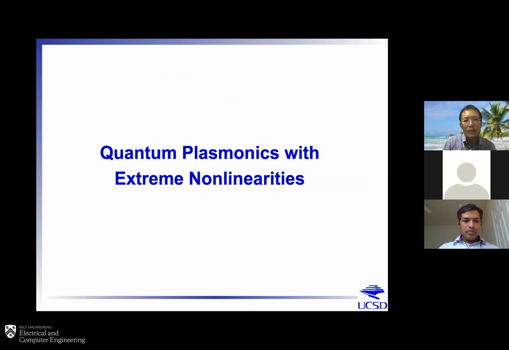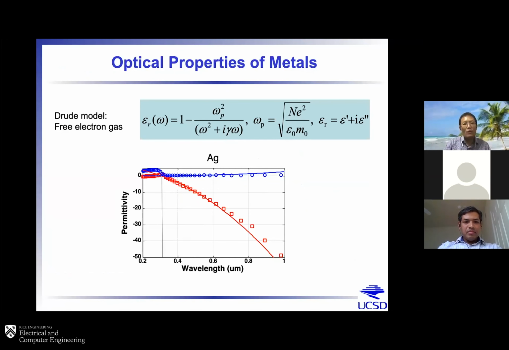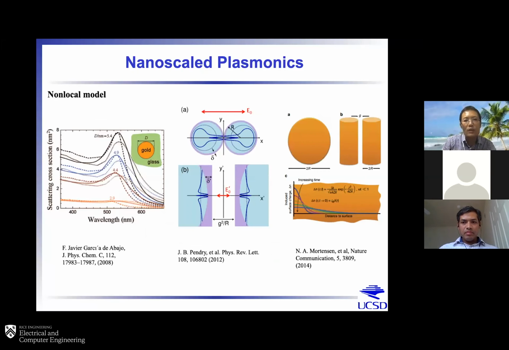So plasmonic metamaterials have been around for a long time. In this field we pretty much always use metal, and the majority of us use the Drude model, which is very convenient and very useful. As many people in this field gradually deal with nanoscale plasmonic structures, a non-local model has to be utilized when the particle gets smaller or the structure separation gets smaller, and so many works have been done in this field.